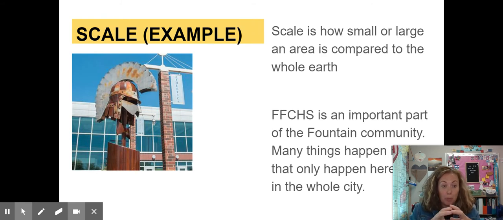So if I was to blow out that scale, I could talk about things that happen in southern Colorado, which would be everywhere from basically Colorado Springs all the way down to Pueblo. So you just see all of a sudden the scale of what I'm dealing with just got a lot bigger.